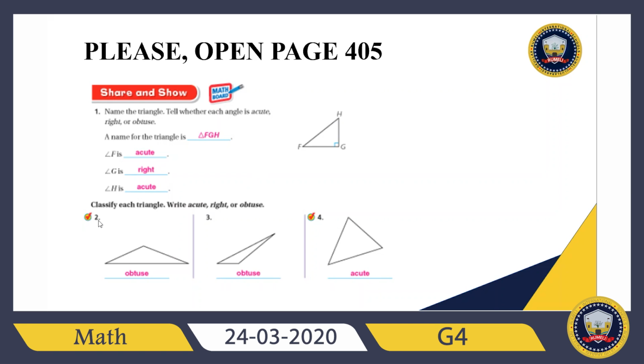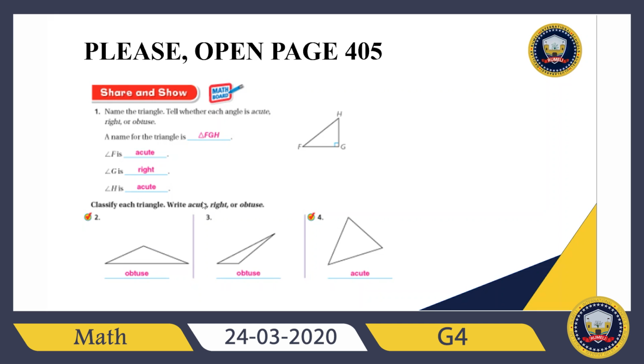Question two says classify each triangle as right, acute, or obtuse. First of all, I need to check the second question. I know these two angles are acute angles because they are less than a right angle. But the top angle is greater than a right angle. So what I know is, if there is one obtuse angle, this is an obtuse triangle.